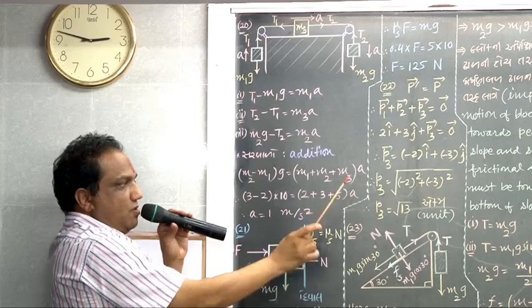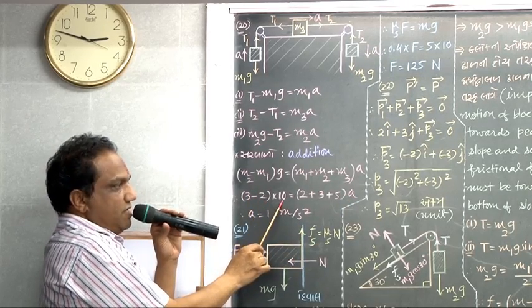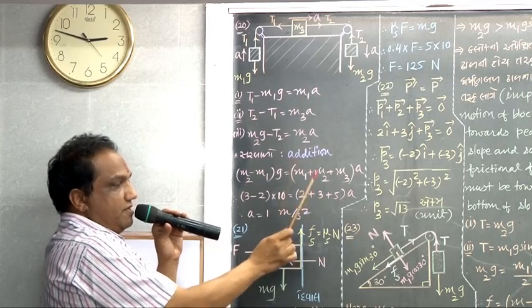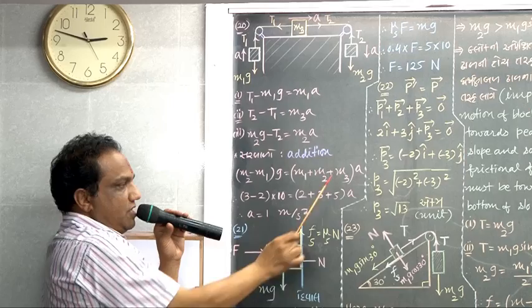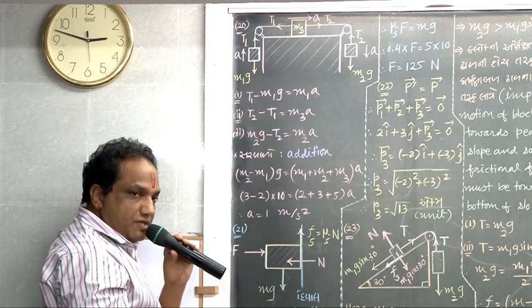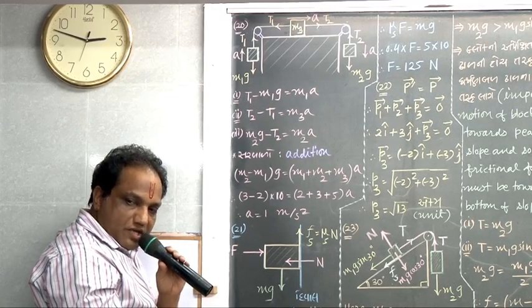Let us find out now a. 3 minus 2, that is 1, 1 into 10, that is 10. 5 plus 3, 8 plus 2, 10. 10 upon 10, it will be 1. So acceleration is right now 1 meter per second square. Okay? We have got the answer.